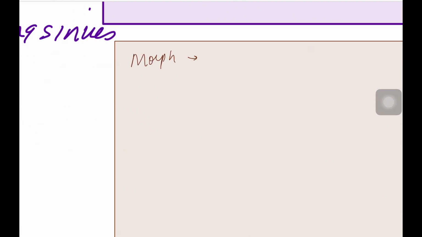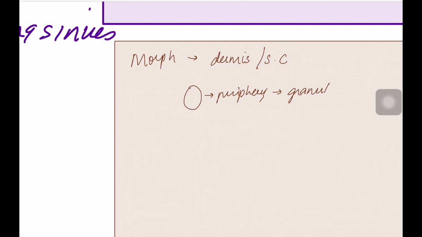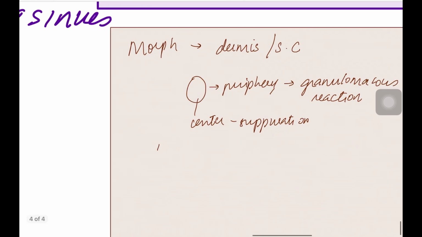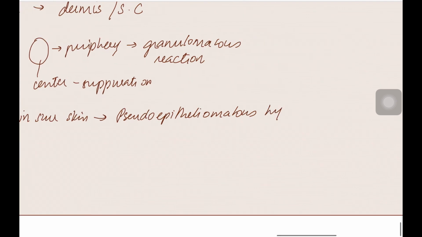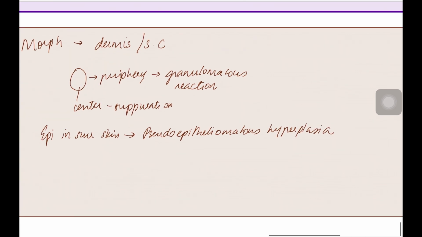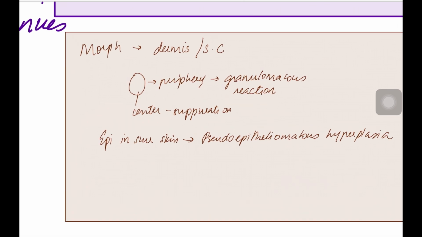Morphologically, the lesions usually develop in the dermis or in the subcutaneous plane. The periphery of the ulceronodular lesion shows a granulomatous reaction, and the center shows suppuration. The epithelium of the surrounding skin shows pseudoepitheliomatous hyperplasia. In some, yeasts are surrounded by an eosinophilic spiculated zone, and they are called asteroid bodies, which probably represent an antigen-antibody complex.